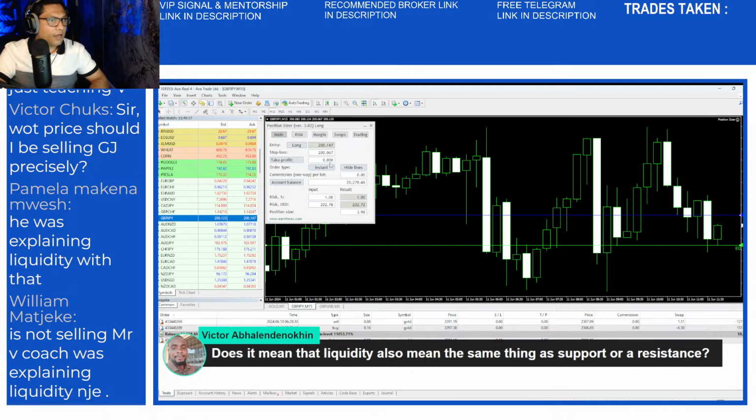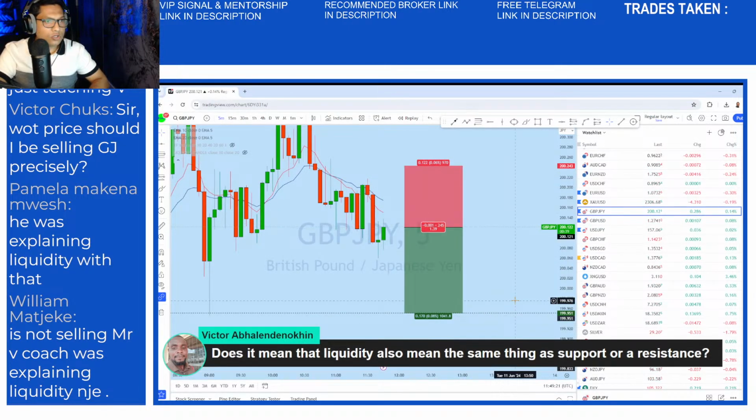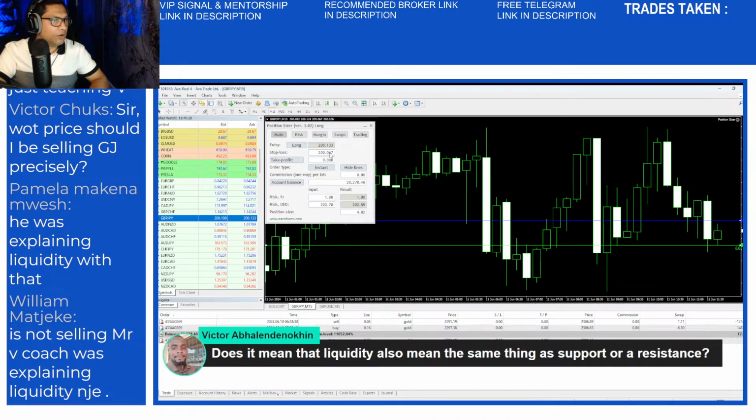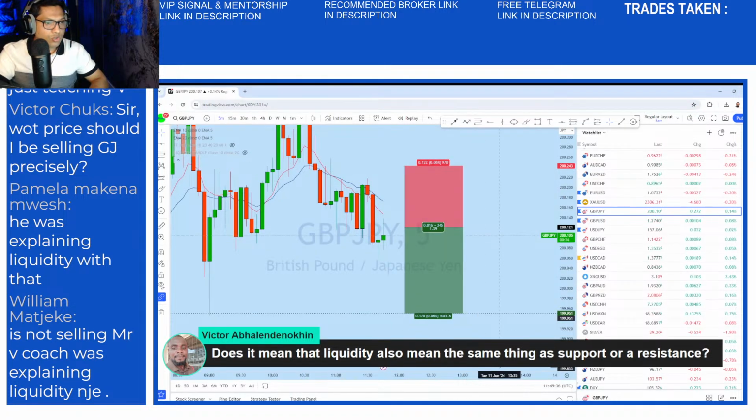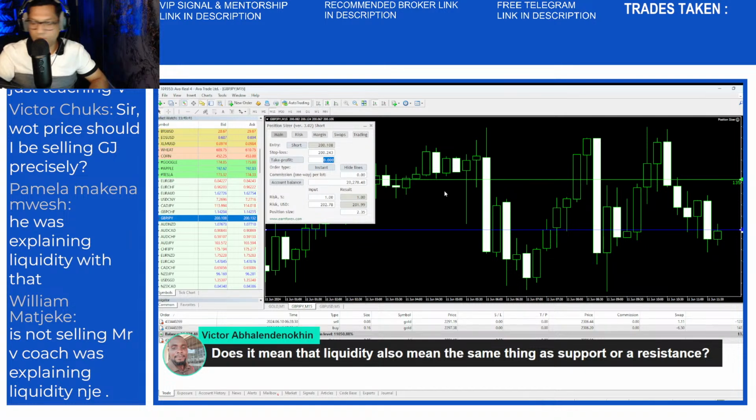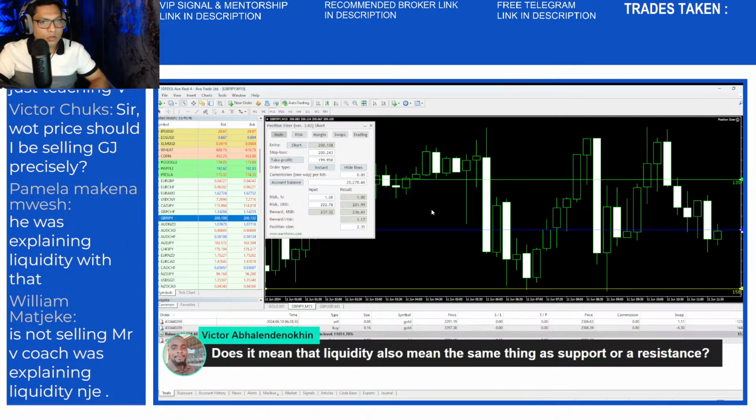So let's look at that. And for this trade, stop loss at 200.243. So I'll be taking only 1% risk. Stop loss at 200.243. TP target at 199.95. So I'm selling GBP JPY by market.